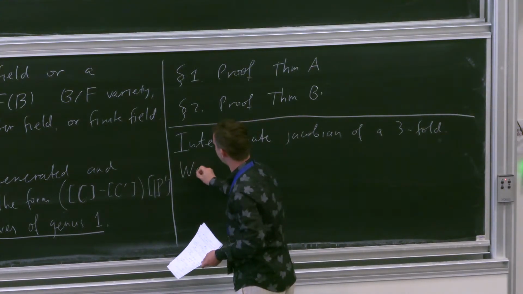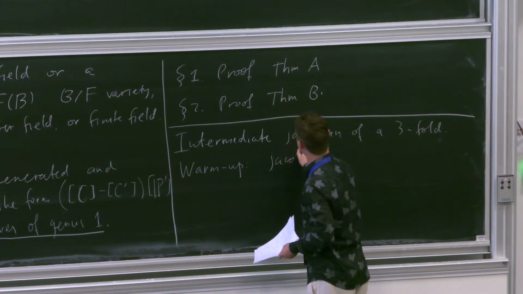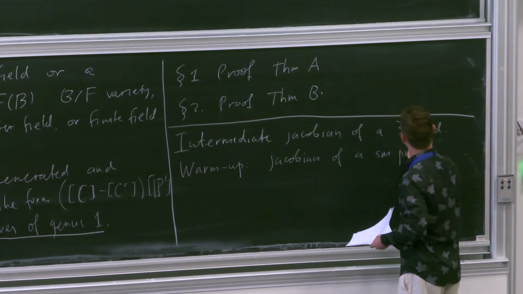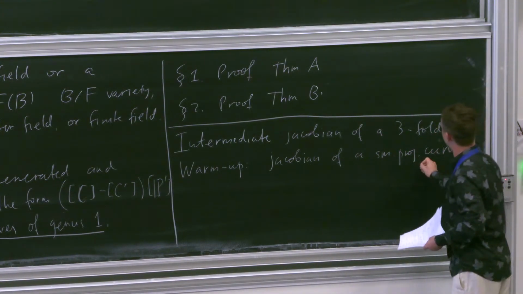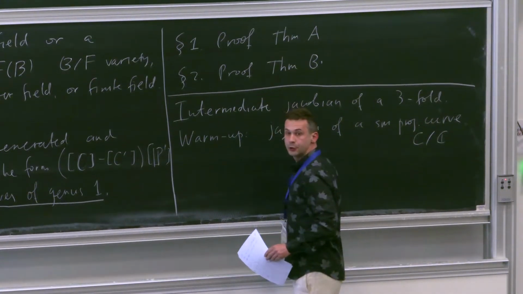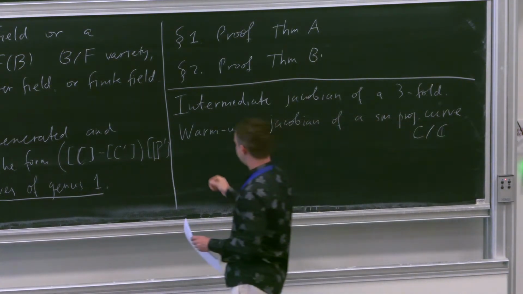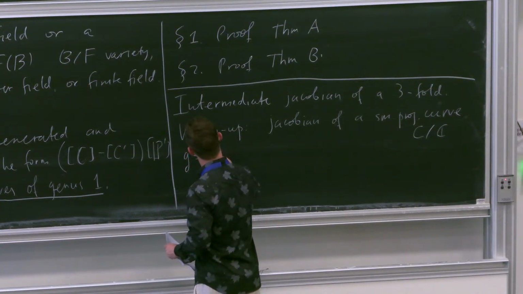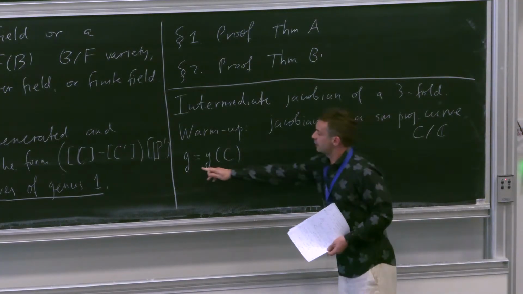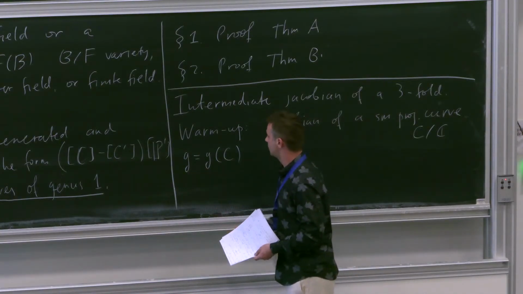So as a warm-up, let's recall what a Jacobian of a curve is. Of a smooth projective curve over C. So let's see how this goes. Let's say g is the genus of my curve. And then there's some natural abelian variety of this dimension I can attach to the curve in the following way. So I need to recall how genus is defined.